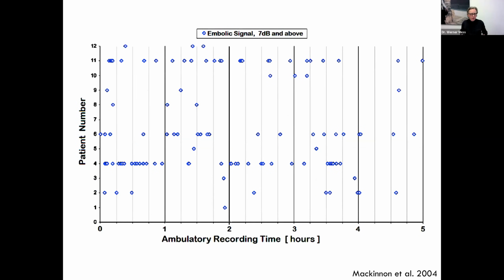There are two characteristics that are very important for performing the measurement and for sensitivity and specificity. The first thing is, unfortunately, there is quite a variation in the occurrence of microembolic signals. These are data from 12 patients. The recording lasted 5 hours.